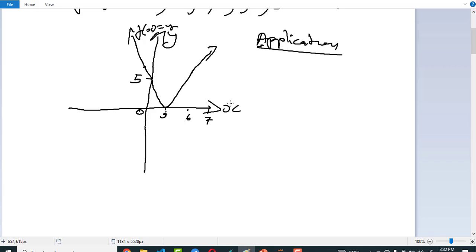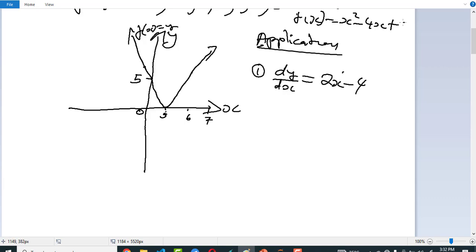The application for gradient descent, what we need first, we need to have a gradient. And how do we find the gradient? We use the first derivative. The first derivative, dy/dx, is 2x minus 4, for our function f(x) = x squared minus 4x plus 5, where 5 is our constant. So this is our gradient.